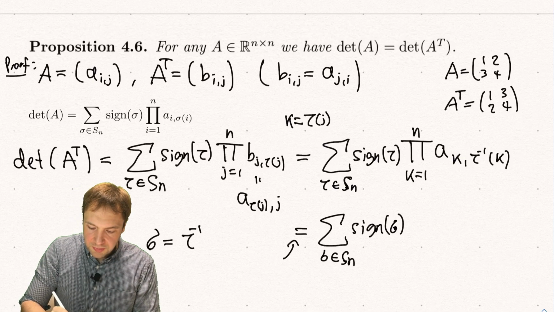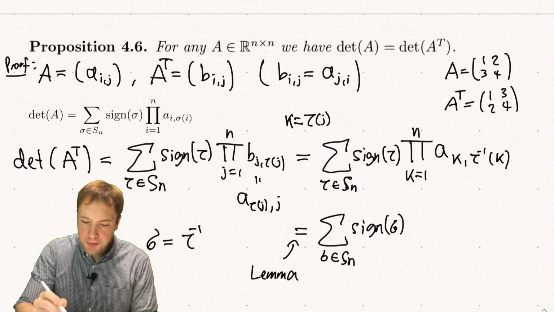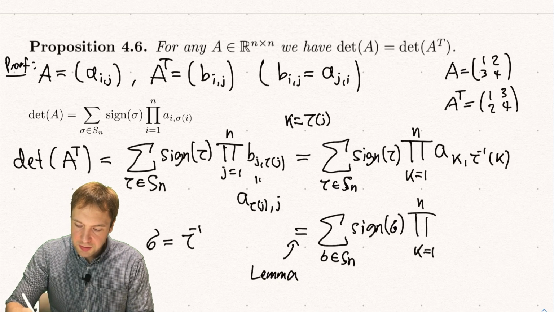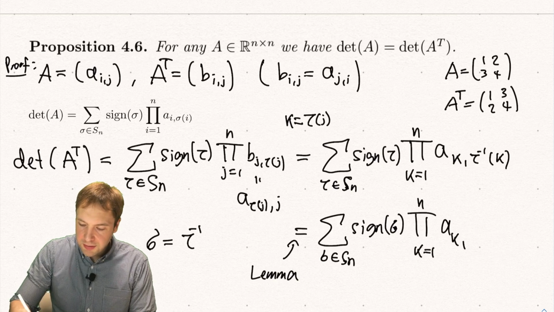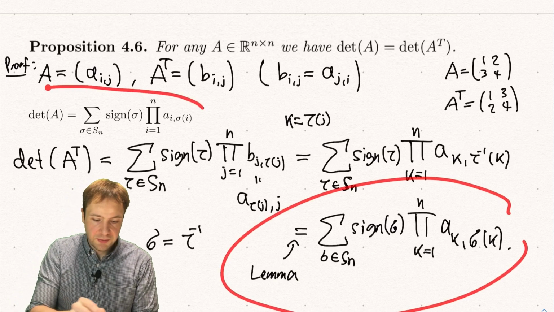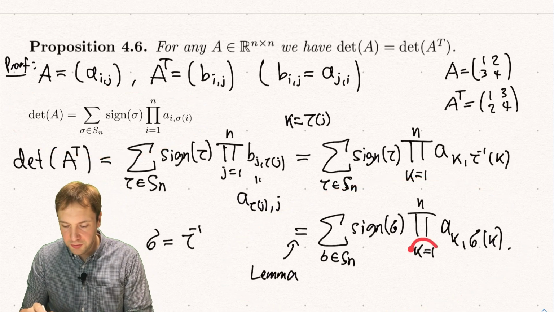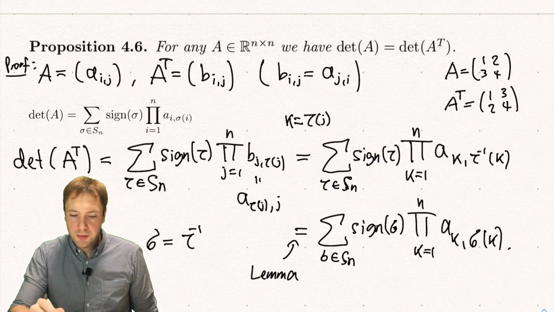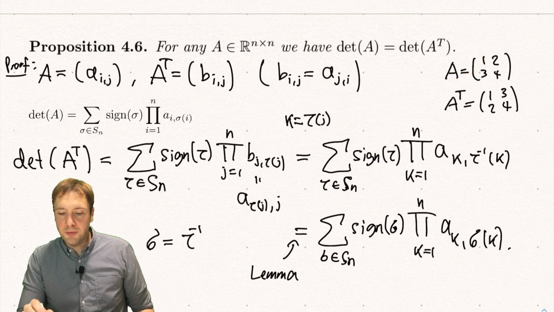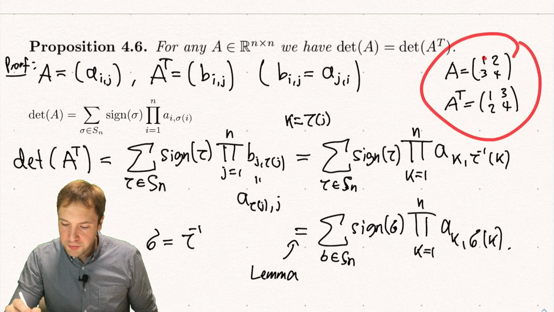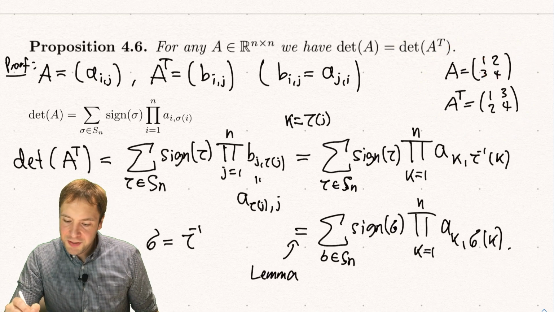So this is the lemma. And here we just have the product now, k goes from 1 to n, of a_{k, sigma(k)}. And this is the same as this here, with the only difference that k is now called i here. So this proves that the determinant of A equals the determinant of A transpose. And here in this example you see that 1 times 4 minus 3 times 2 is of course the same as 1 times 4 minus 2 times 3.